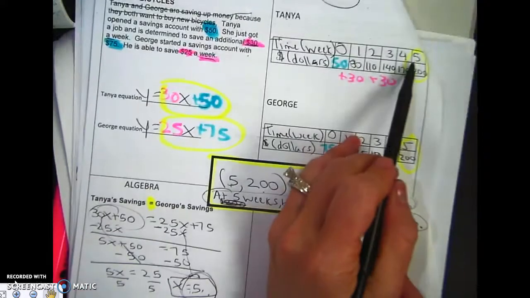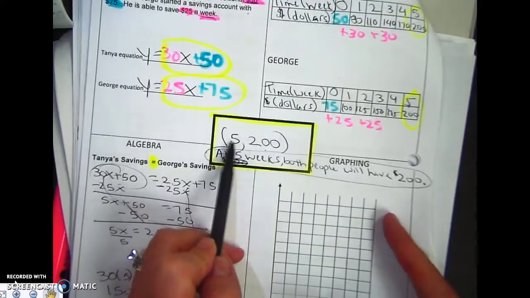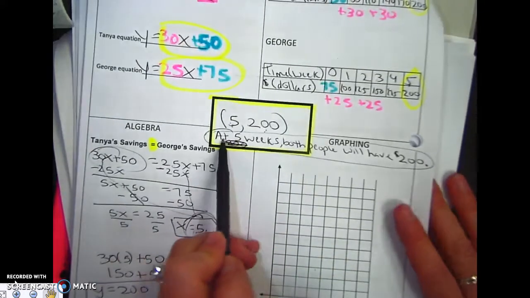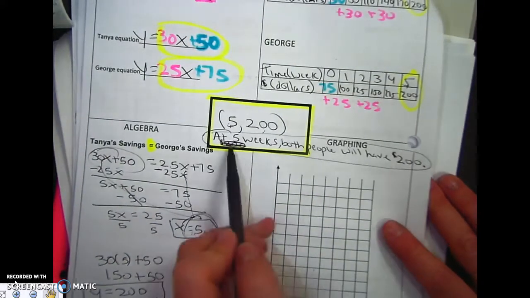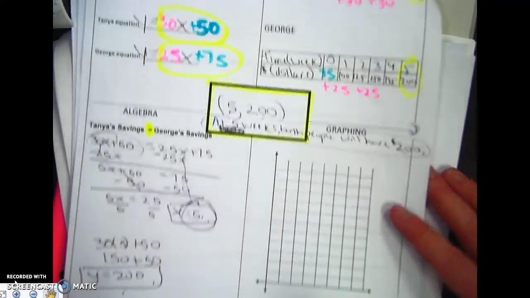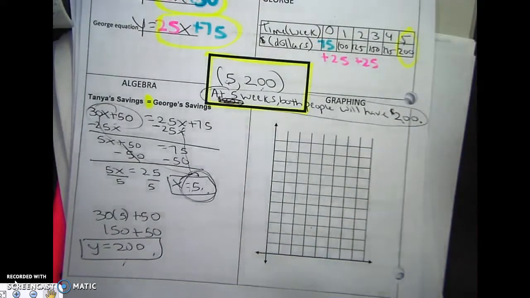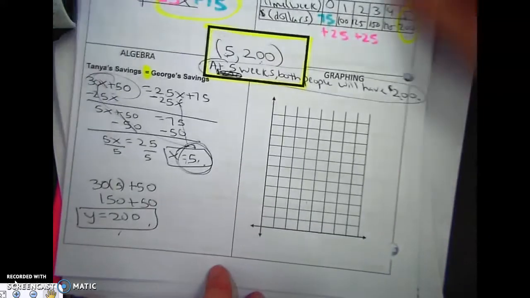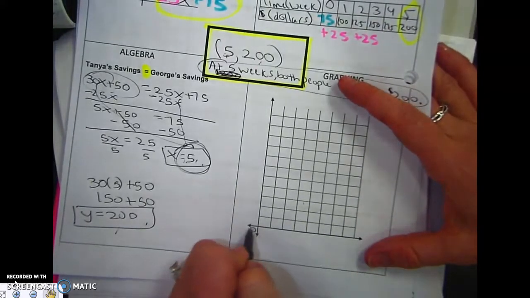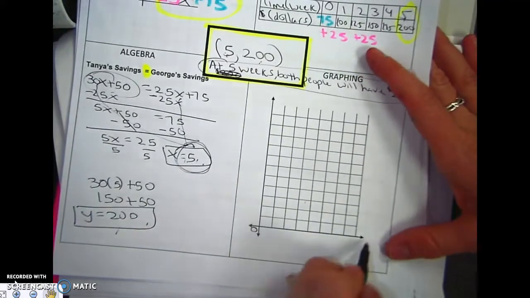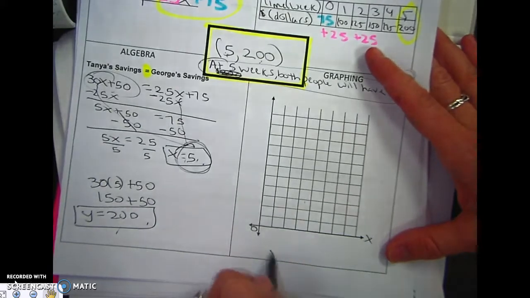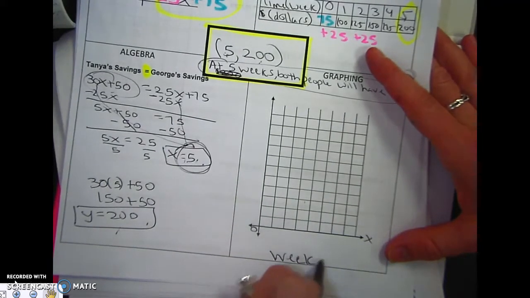I've shown through a table (5, 200). I've shown you a point (5, 200), and I've written it in words (5, 200). The last thing to do, the one that takes the most time, is the graphing. So right now there's nothing there except I know there's a 0 right there. So the X value is always your time, which we said was weeks.